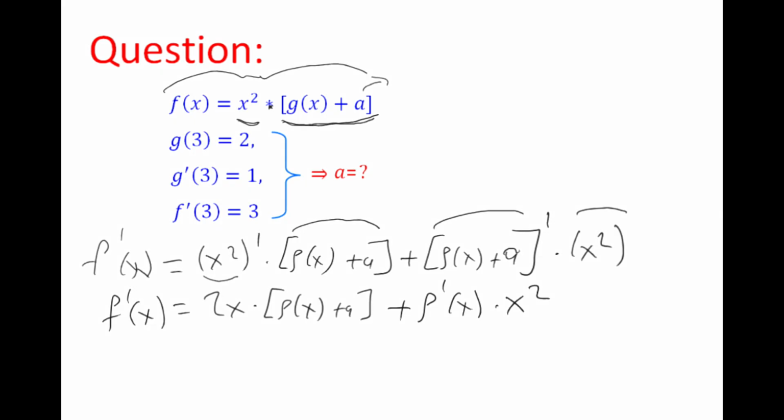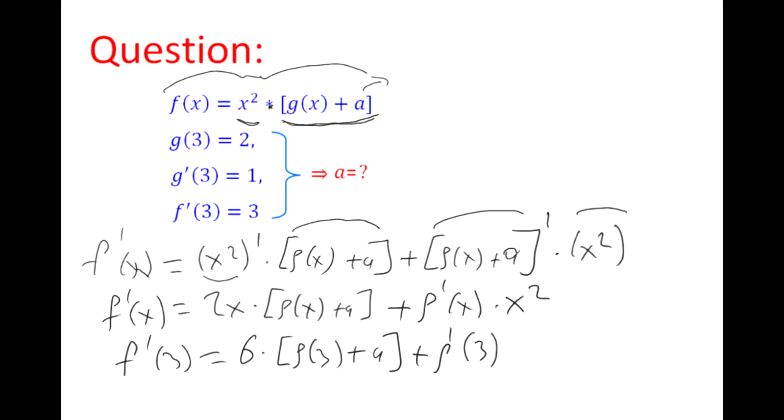If we put 3 instead of x here, then we're going to have f prime of 3, which is equal to 2 times 3, which is 6, times, in parentheses, g of 3 plus a, plus g prime of 3 times 3 squared, which is 9. And f prime of 3 is given as 3, so we know that the result is going to be 3.